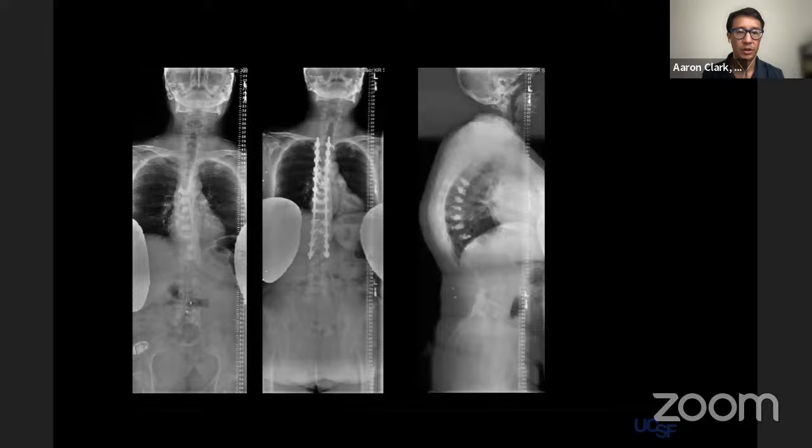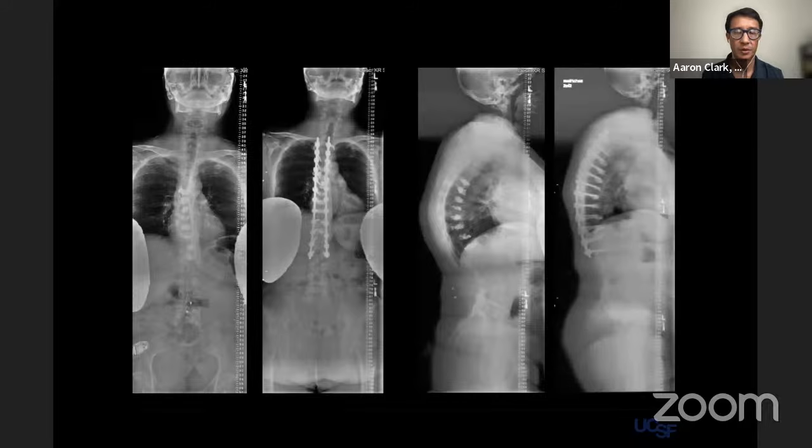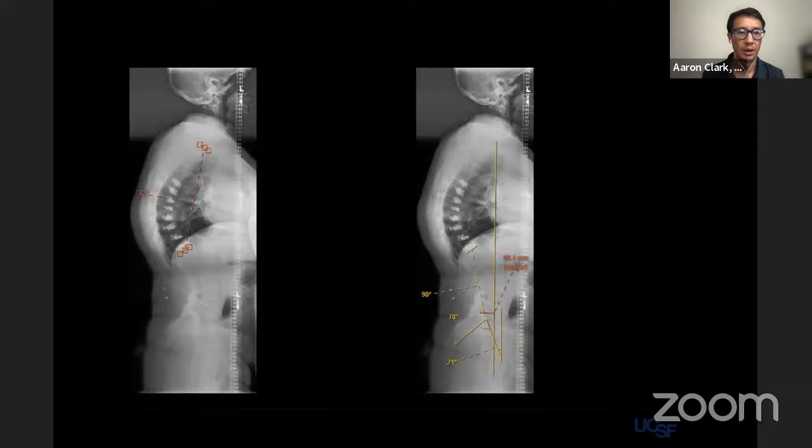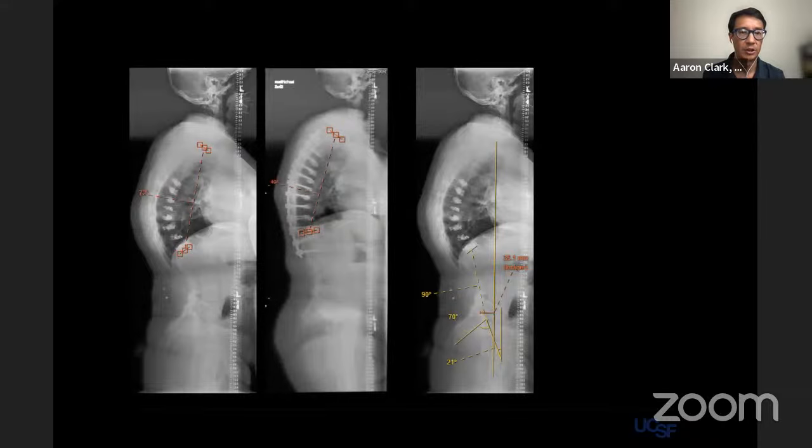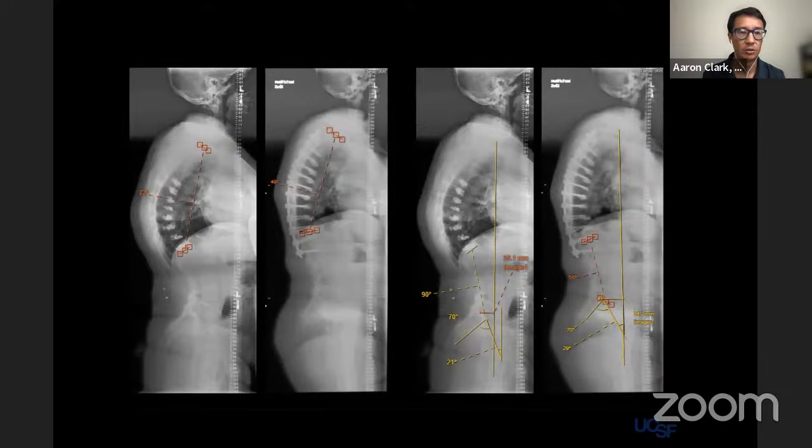And these are her preoperative films compared to postoperative films. And I believe the next images show the angular measurements here, where preoperatively, again, she had 72 degrees of thoracic kyphosis and ultimately was corrected to 49 degrees and remained globally well balanced, although did have a bit of loss of lumbar lordosis. But overall, I was fairly happy with this.